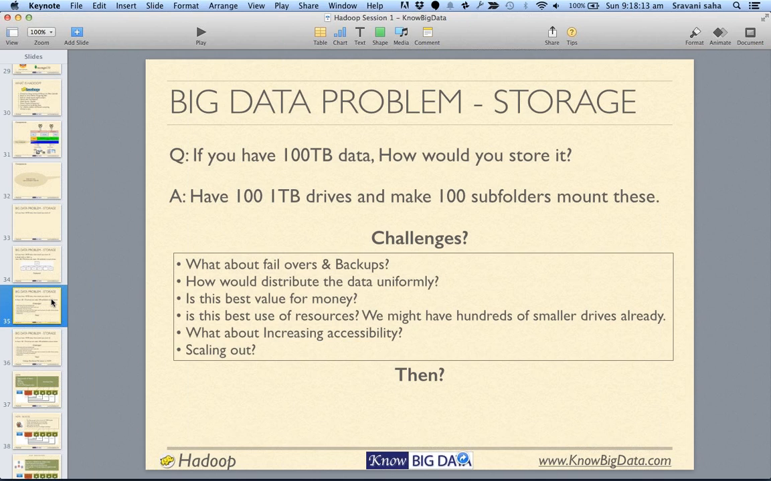All right. What about failures? In case one drive fails, can another drive take its place immediately? Okay. Second is how would you distribute the data uniformly? One drive might be absolutely full while other drives are empty.